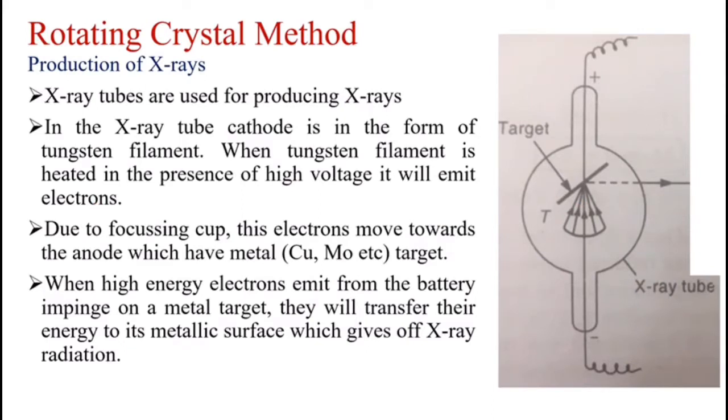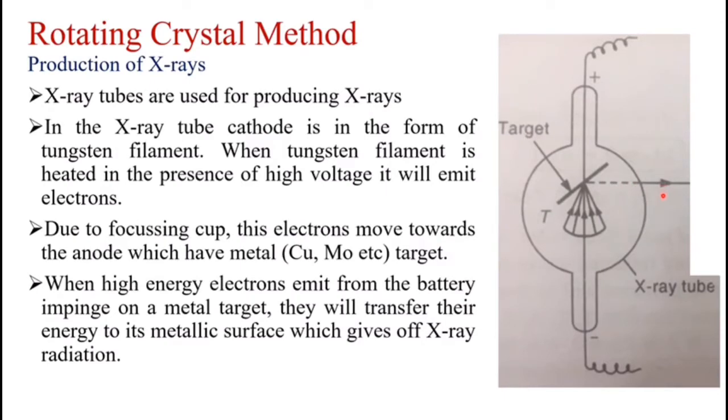When high energy electrons are emitted from the battery and meet the metal target, they will transfer their energy. Only a little amount of the energy of the electrons will be converted into X-rays, and all the other energy will be dissipated as heat. They transfer their energy to this metallic surface and that will be converted into X-rays. So the X-ray will be passed through here.